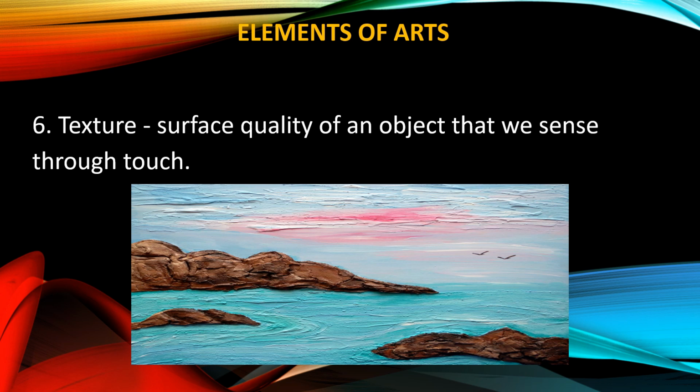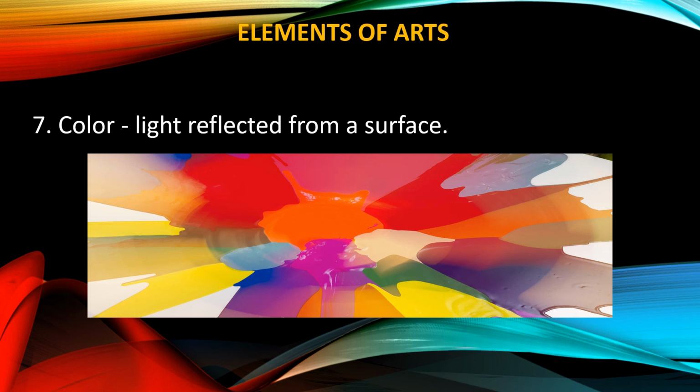Number 6, texture. It is a surface quality of an object that we sense through touch. Halimbawa ng nasa larawan. Ano sa tingin mo ang texture nito? Is it soft or rough or smooth? Maaaring ang tingin mo ay rough. Tama. Number 7, color. It is a light reflected from a surface.